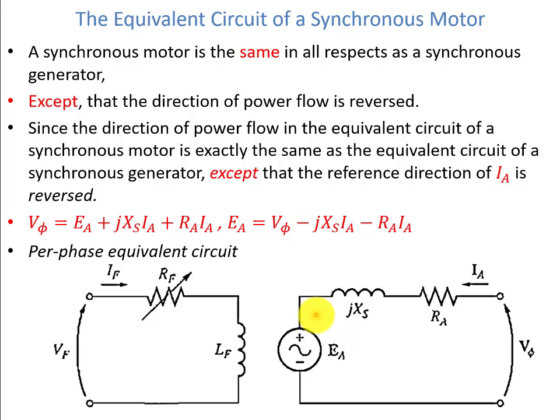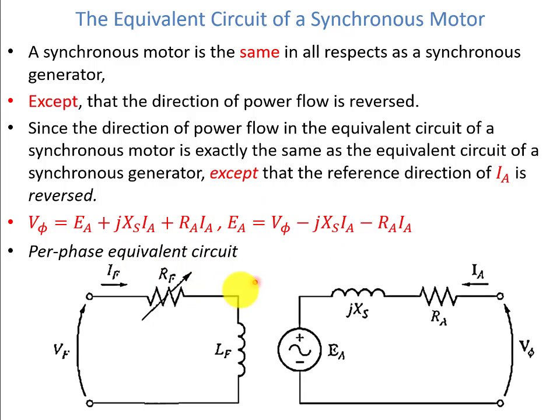Okay, you got it? Because in the generator we are giving the power to the load. Now we are taking the power from the source. So in this way, in the generator we had these negative signs, and now here we have these positive signs. So V phase will be equal to the induced voltage EA plus jXS IA plus RA IA. Similarly, we can get EA from this equation.